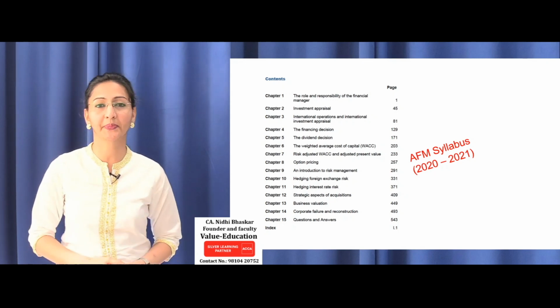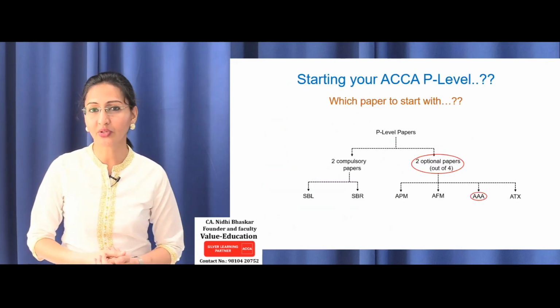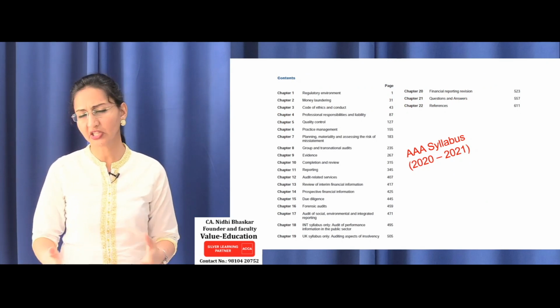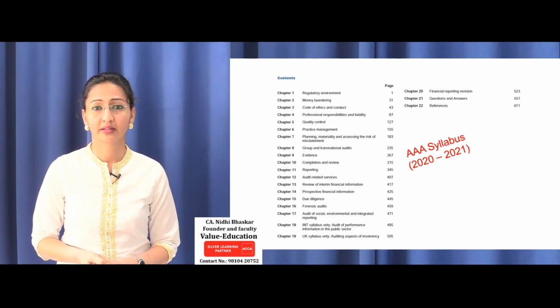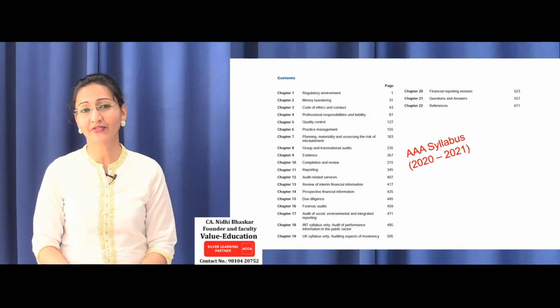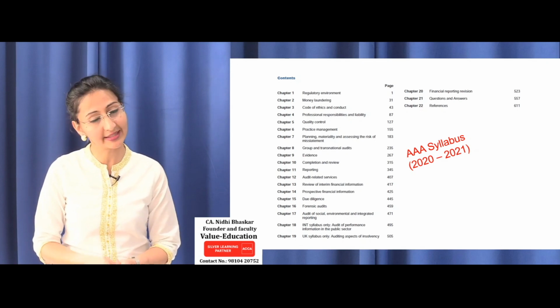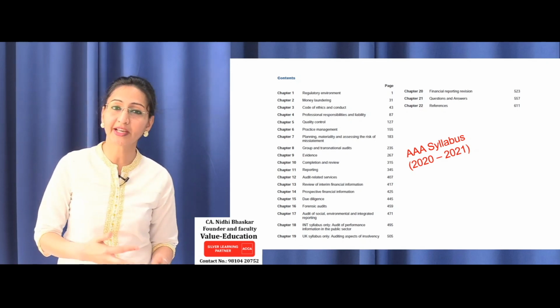Now let's come to AAA. So AAA also, the syllabus which you can see is the 2021 syllabus. Not many changes are there. You need to see if you can manage theory of this level in a particular quarter considering your work life, and the same applies to ATX.